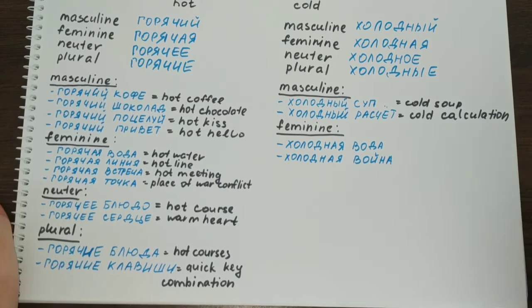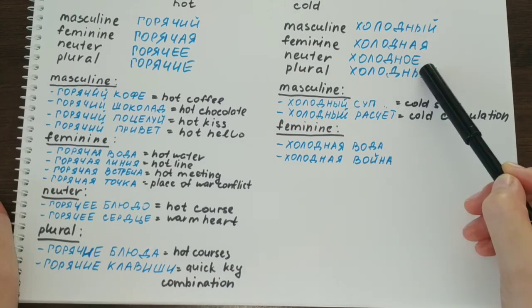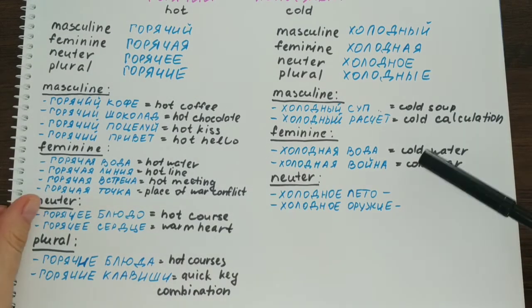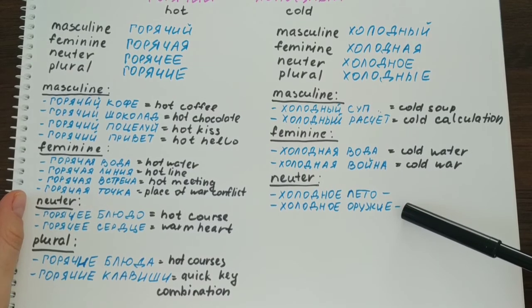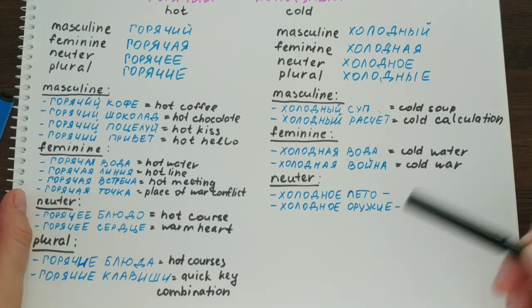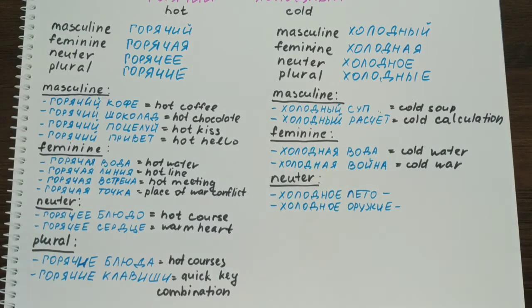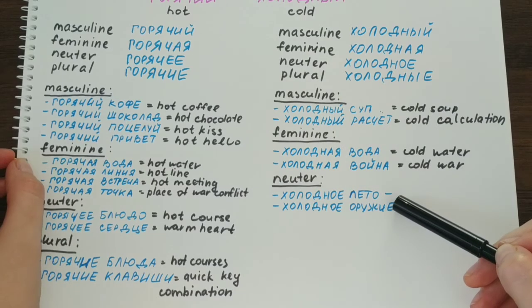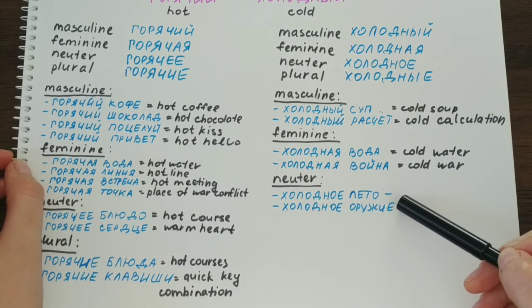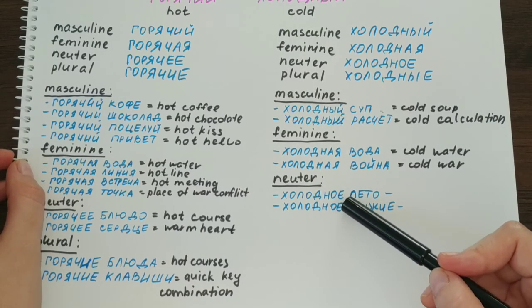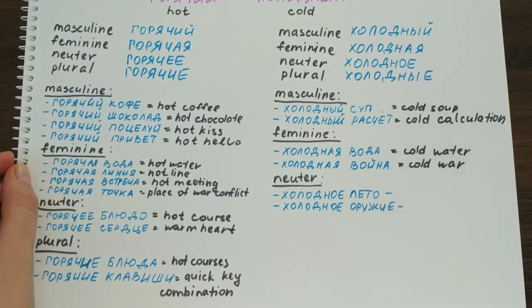Now let's move on to the neuter gender adjective холодное, and let's write down some examples, some phrases with it as well. First is where it is used in the literal sense, which is cold, to the feel, to the touch, and it is холодное лето. Лето is summer. It is a noun of the neuter gender, so we're using it with the adjective of the neuter gender as well. So холодное лето means cold summer.